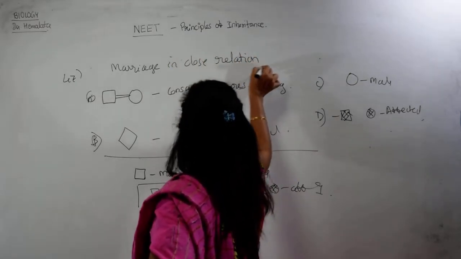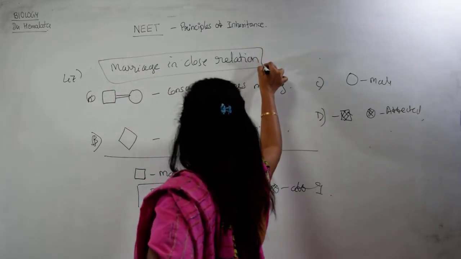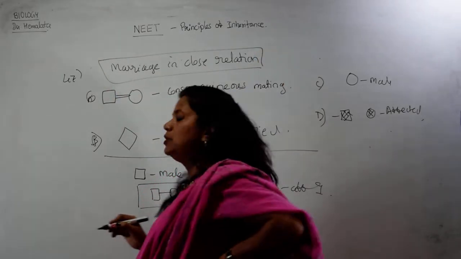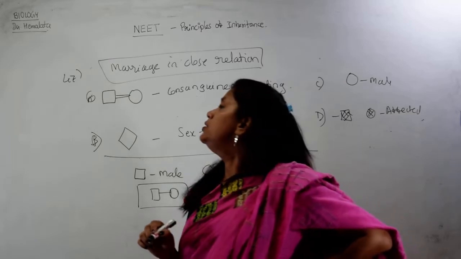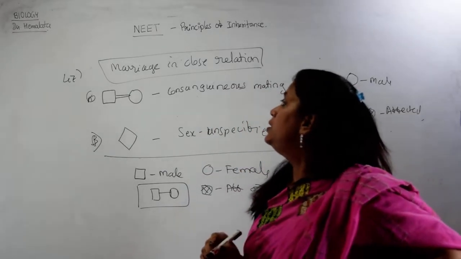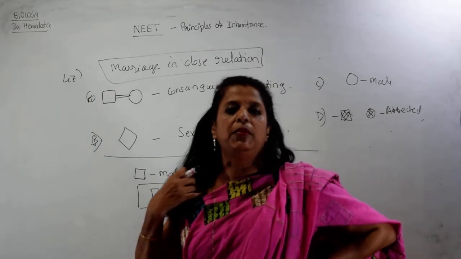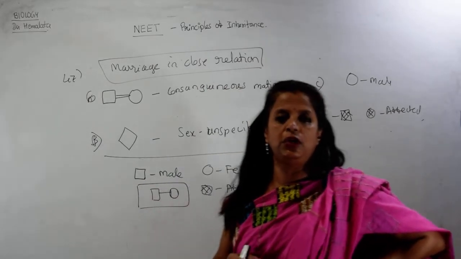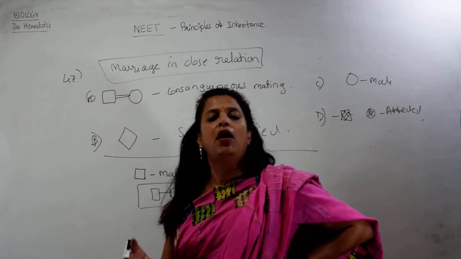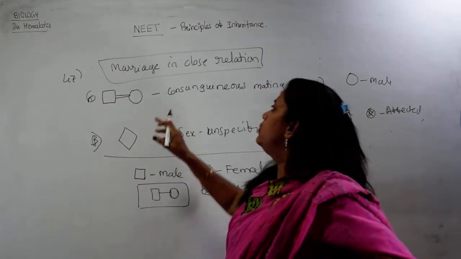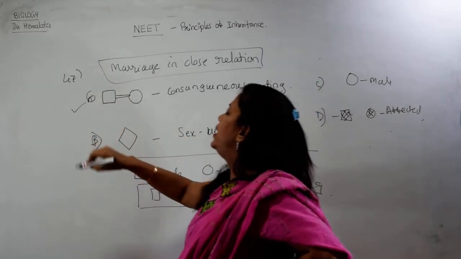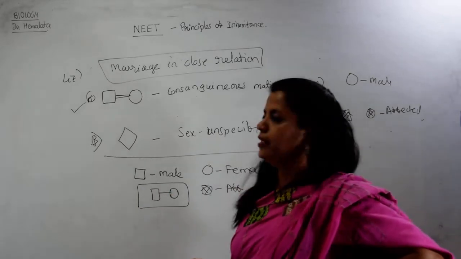Close relation is the marriage. They marry, then it is called consanguineous mating or consanguineous marriages. Means they marry their very close relative, like maternal uncles, paternal uncles and all, if they get married, then that is called the consanguineous marriage. So this is actually right. They asked you to identify what is wrong in this.